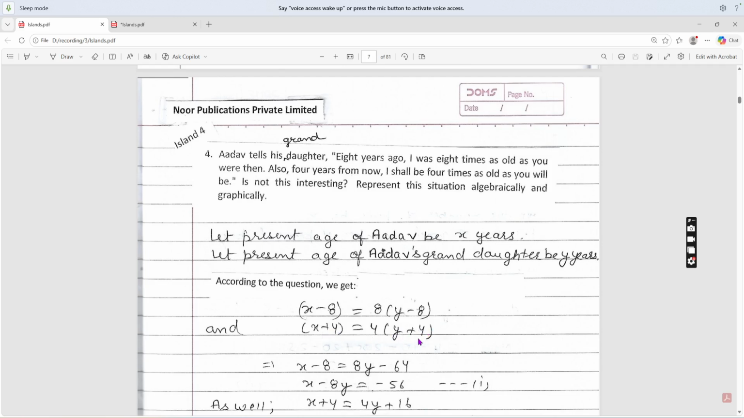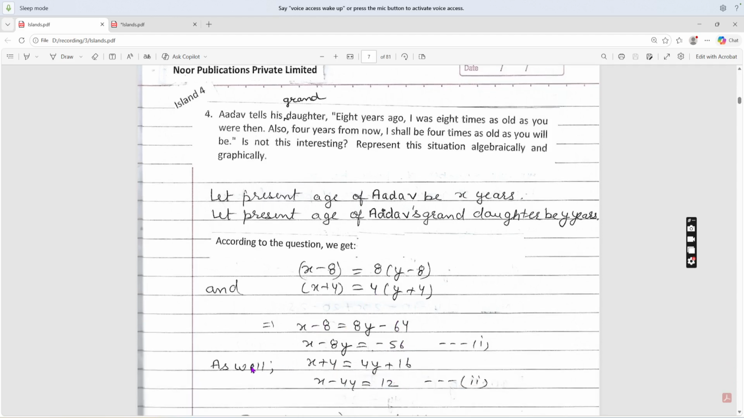So we are adding plus 4 here, and plus 4 here, and the ratio between them is given as 4 times, because it is clearly mentioned would be 4 times. Now, the rest is so simple. Just open the bracket. x minus 8 is equal to 8y minus 64. This can be written as x minus 8y, because the 8y is plus, it will be shifted to the LHS, and minus 8 is going to be shifted from LHS to RHS. So minus 8 minus 64 will give us minus 56. As well, we can write x plus 4 is equal to 4y plus 16. Now it can be written as x minus 4y is equal to 16 minus 4, and 16 minus 4 is 12. So it is equation 1, it is equation 2.